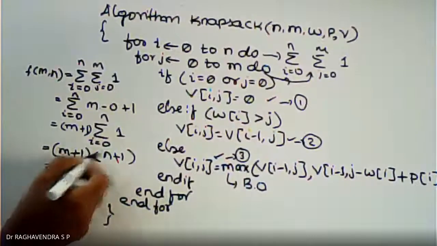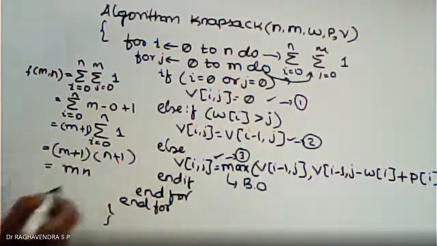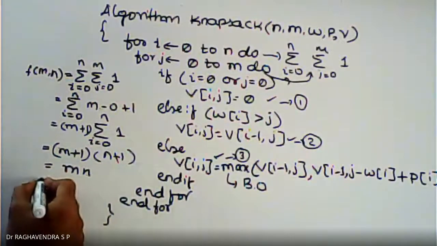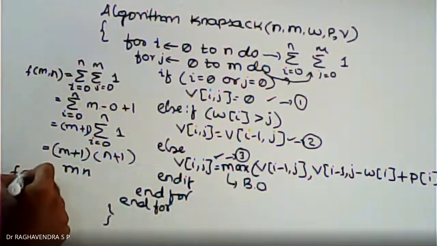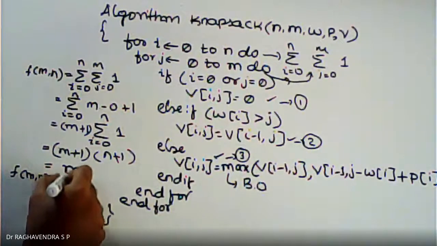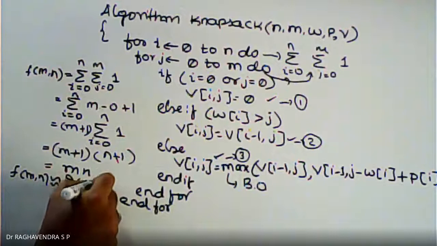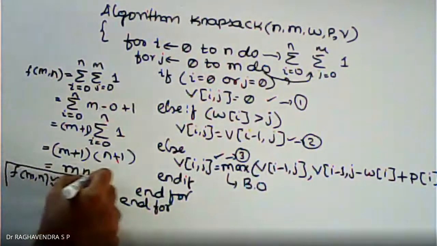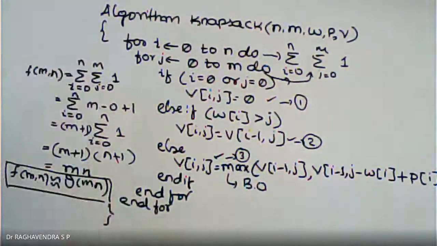This is m, this is n, and once again 1. So the highest polynomial product, highest product is mn. So we can declare that f of m comma n is approximately equal to theta of mn. So this will be taken as the time complexity, the analysis part of the knapsack problem.